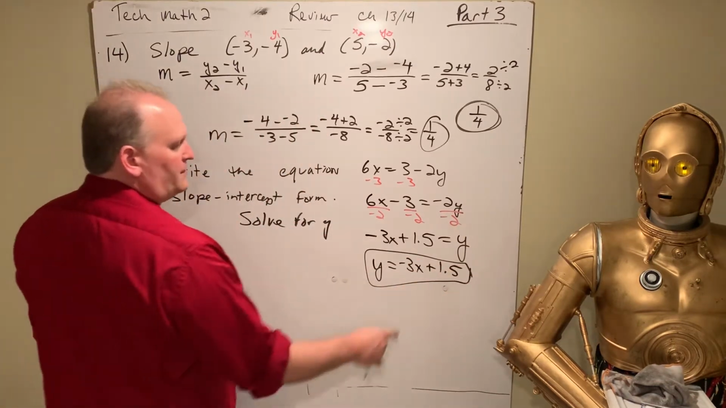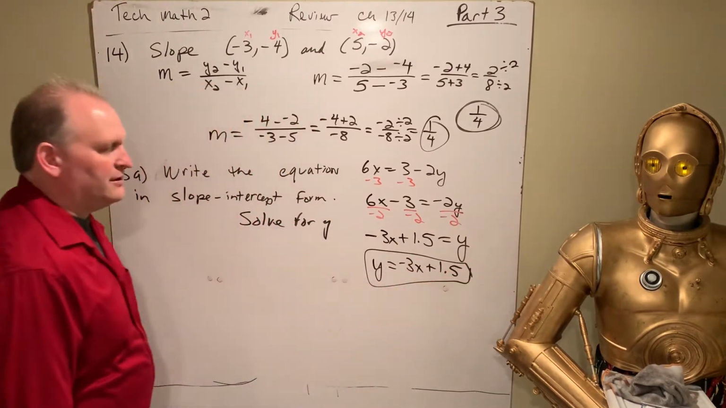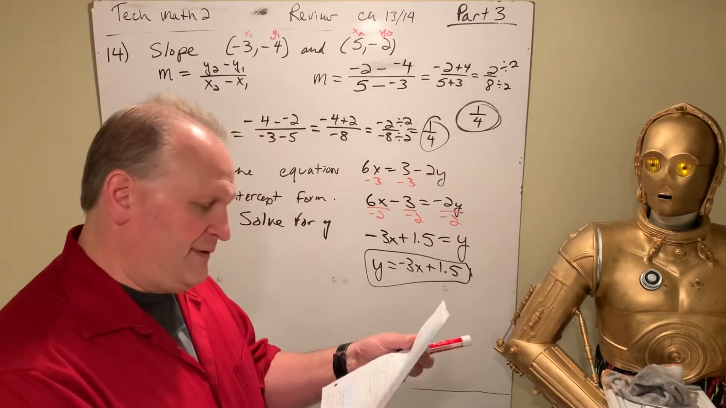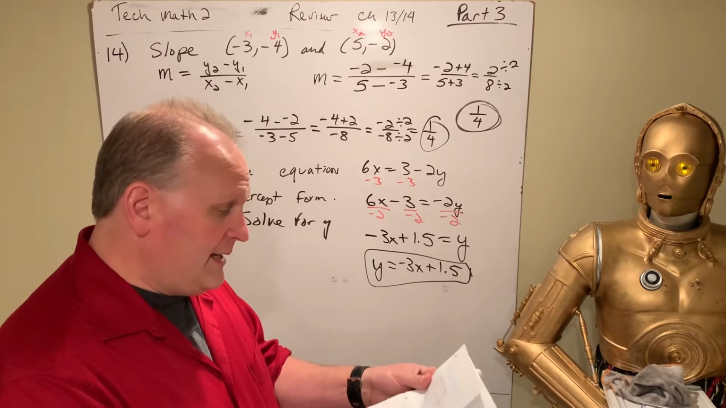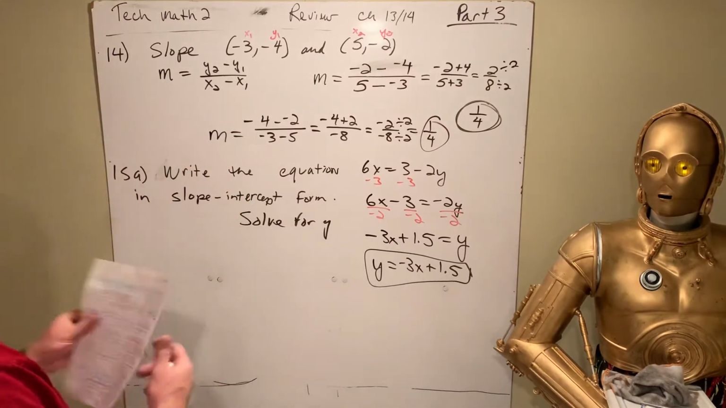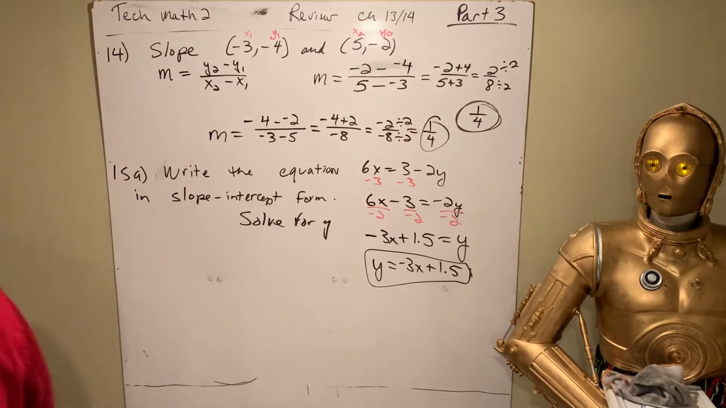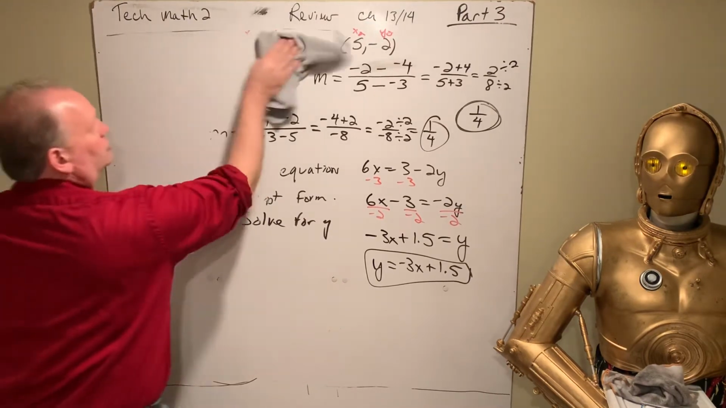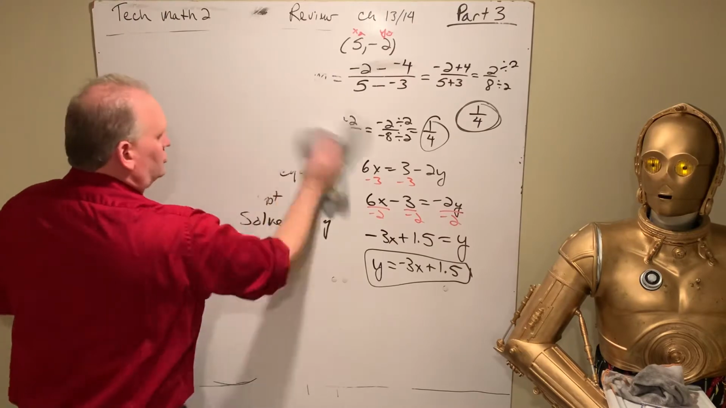So if you wanted to, you could now type that into your graphing calculator and hit graph, and it would graph a nice little line for you. All right, let's look at 16 on the same page.